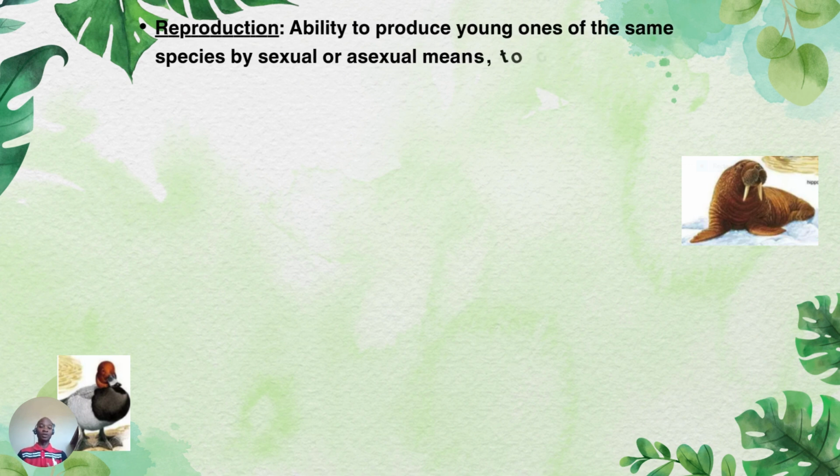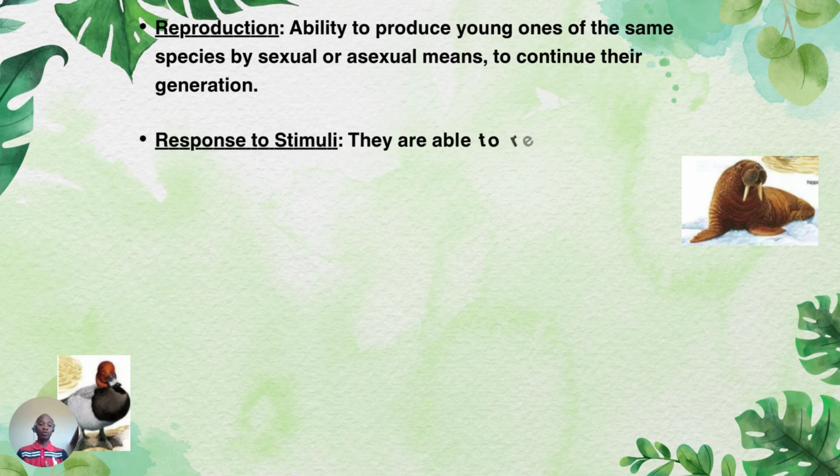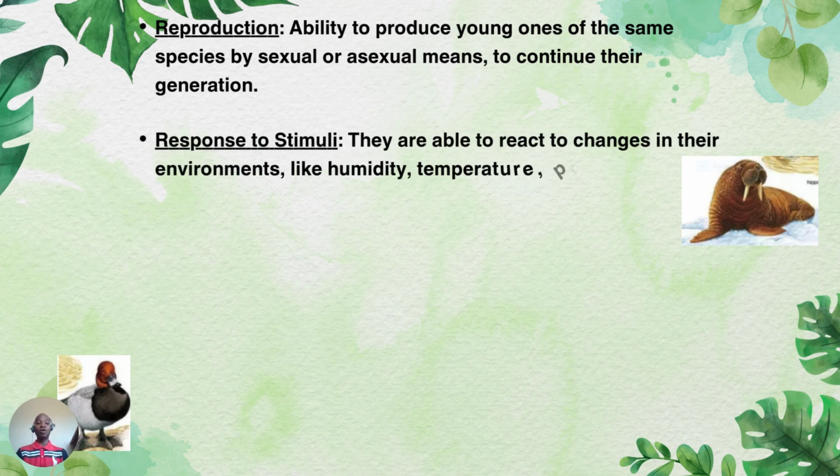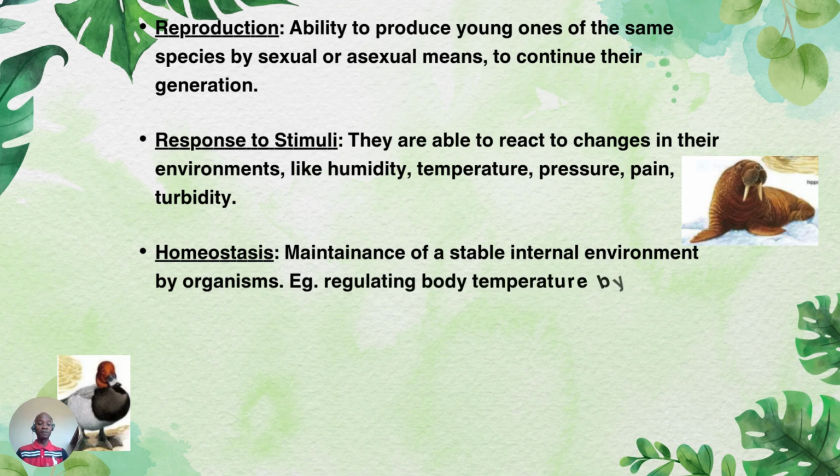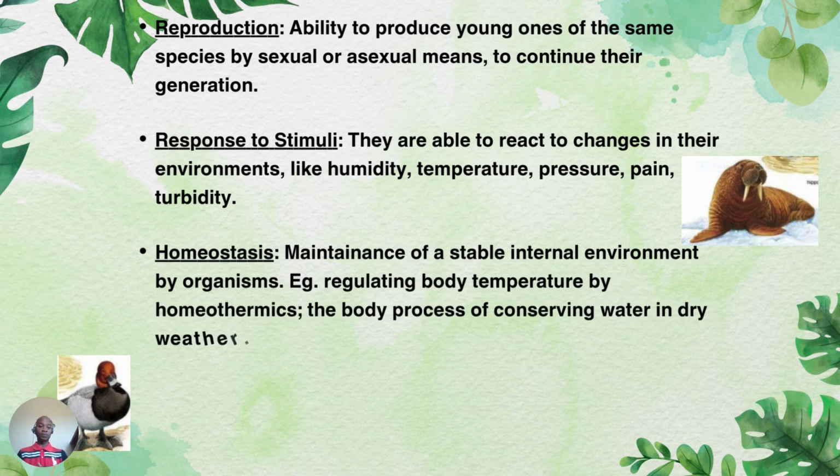Now we go to the next characteristic: reproduction, ability for young ones to produce young ones of the same species, that is either sexually or asexually. So this means that they want to continue their generation. So when they reproduce the young ones of the similar species, they are trying to maintain their species throughout the generation.